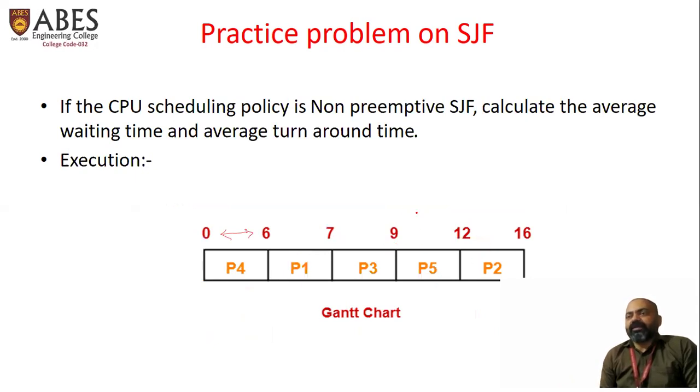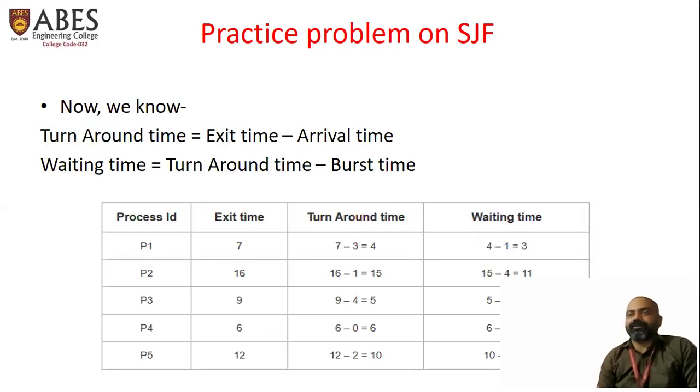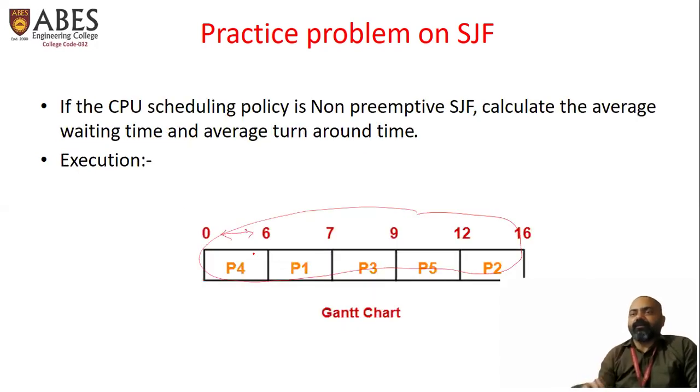So we prepare this Gantt chart, and according to this Gantt chart, we will calculate turnaround time and waiting time. So here we use exit time. We can see exit time. This is the exit time for P4, 6. This is the exit time for P1, 7. This is the exit time for P3, 9. Then for P5 and for P2.